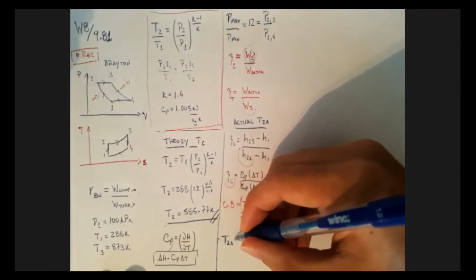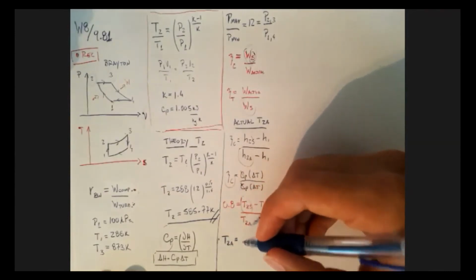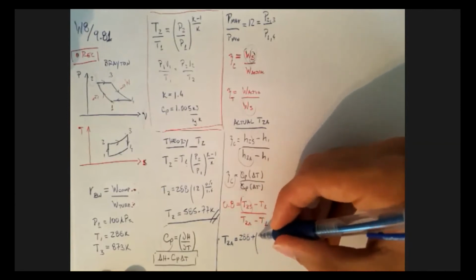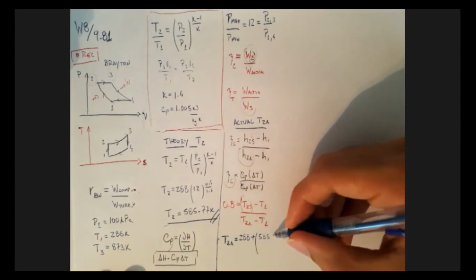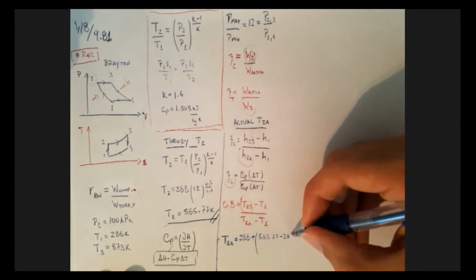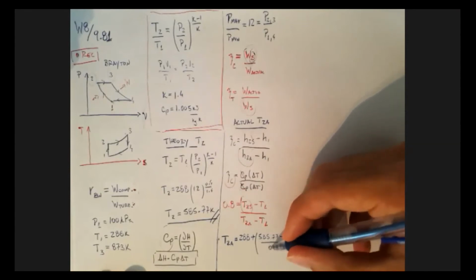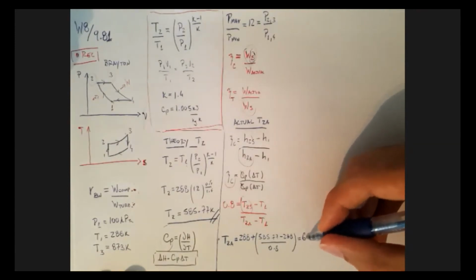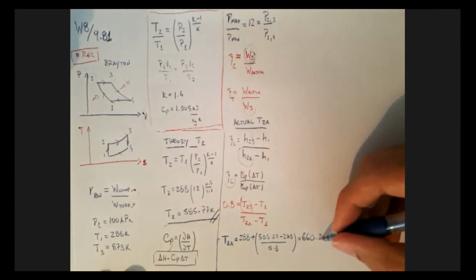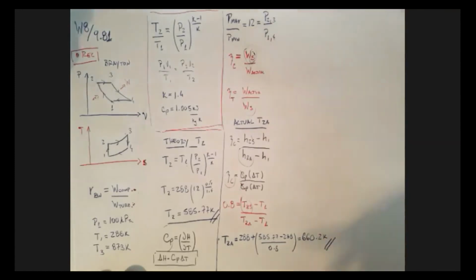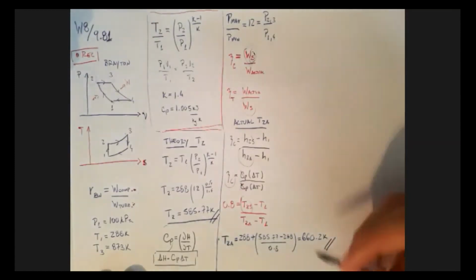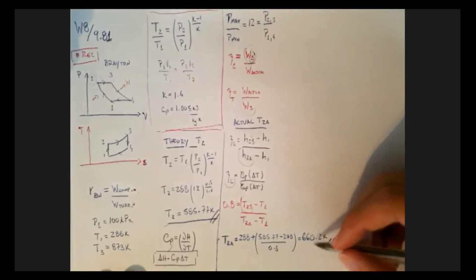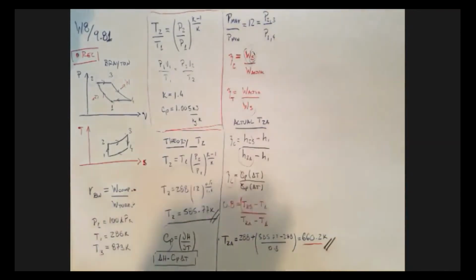T2A, which will be 288 plus 585.77 minus 288 divided by 0.8, which is 660.2. So indeed greater than the ideal one, as we expected, right? So it's not ideal, I guess I could say. It's quite trivial to say, but it's not ideal because it's actually going above what we would want from this compressor.